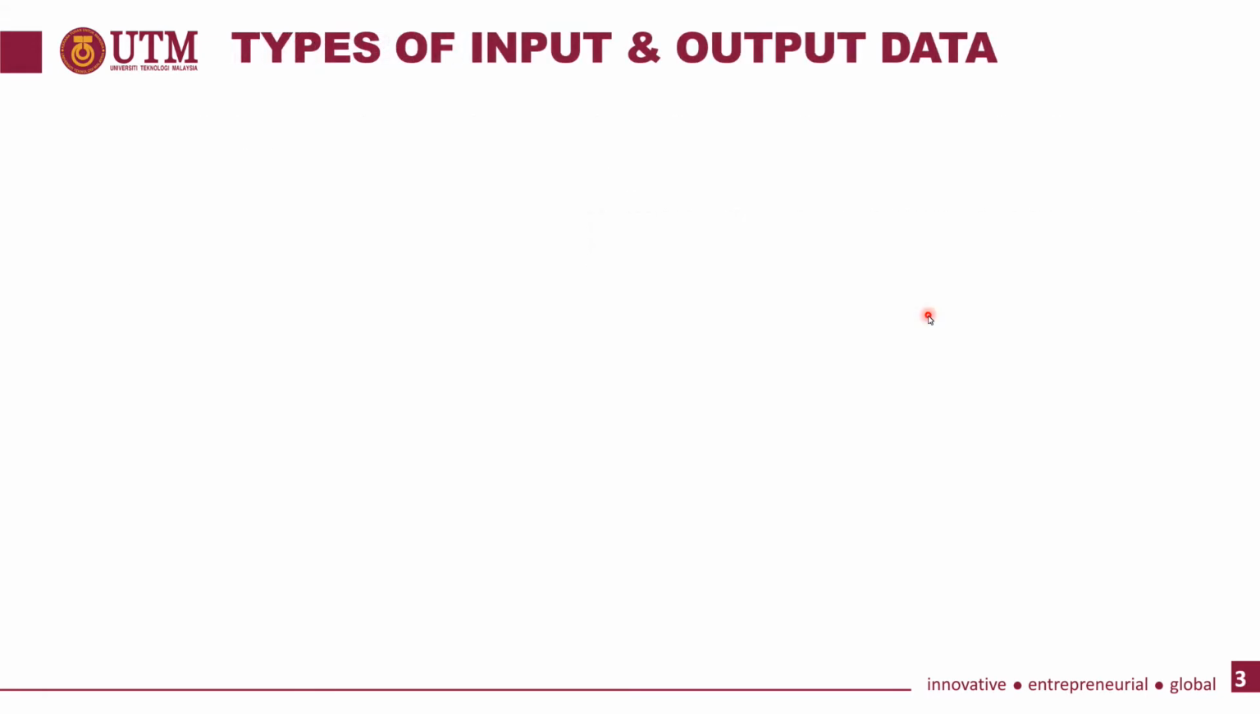The first part of this lesson is how to initialize and recognize what types of input and output data we have. The first type of data is the prompt data. So what is actually prompt data?